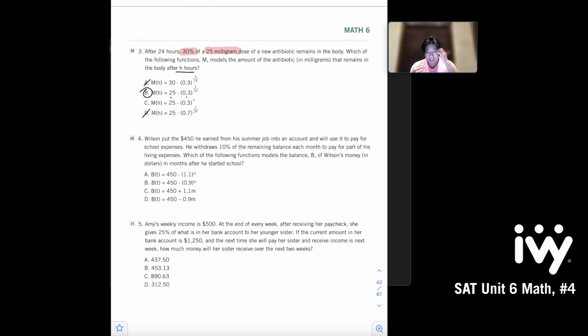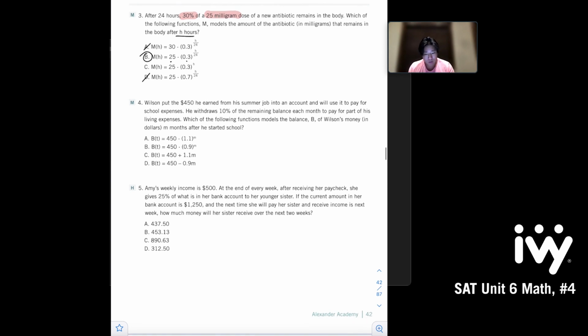Great. So the first thing here, we see that he is going to withdraw 10% of the remaining balance, which means this is exponential growth. So first thing we can do, we can remove the linear growth ones, which we see is C and D. So in this case, we're left with A and B.